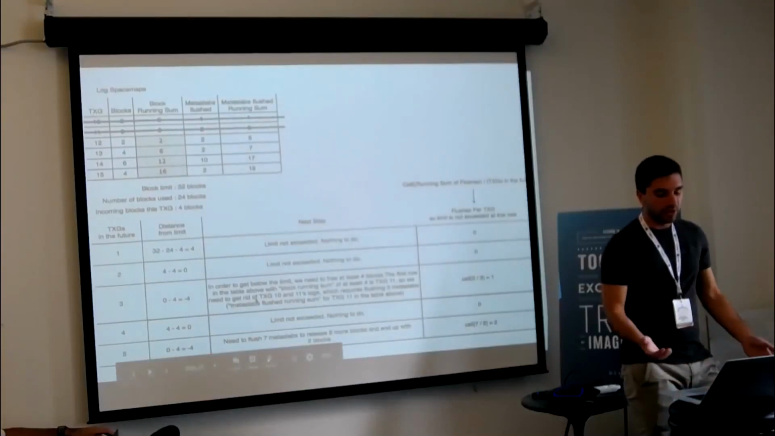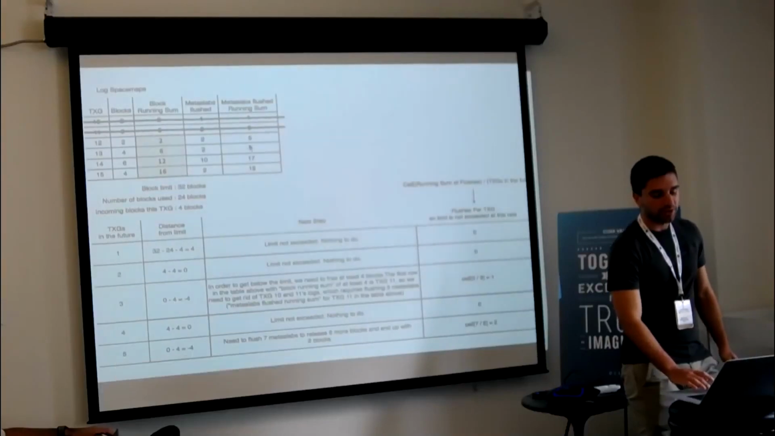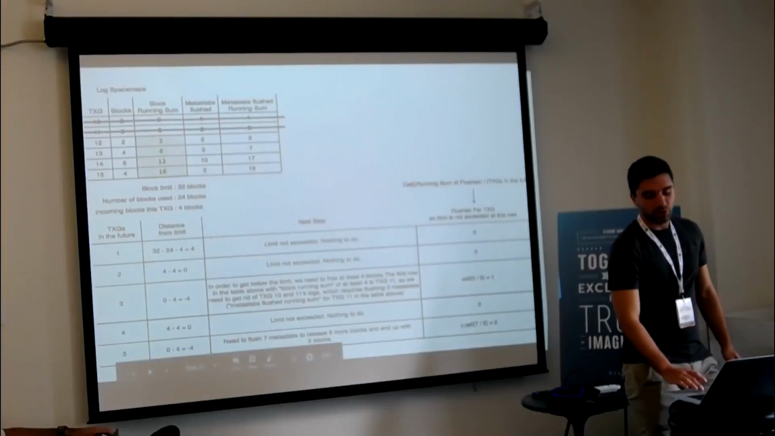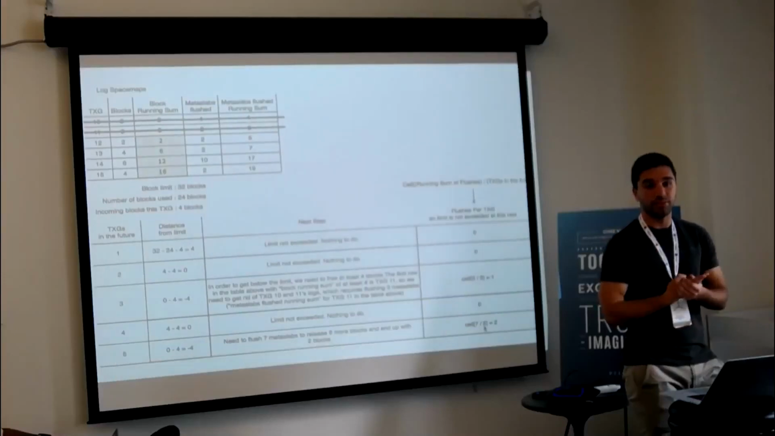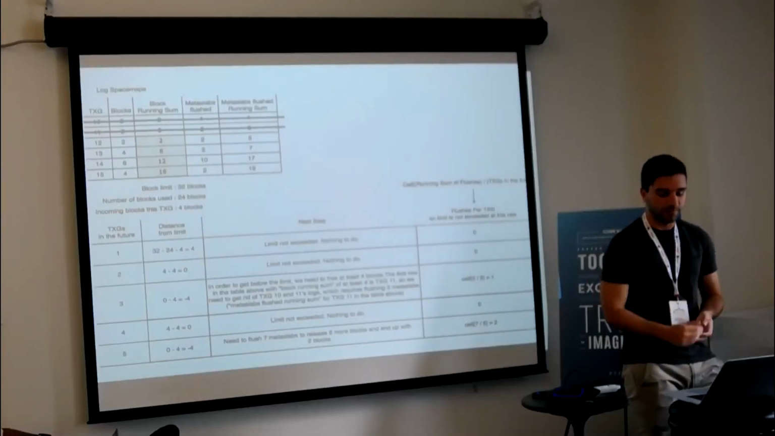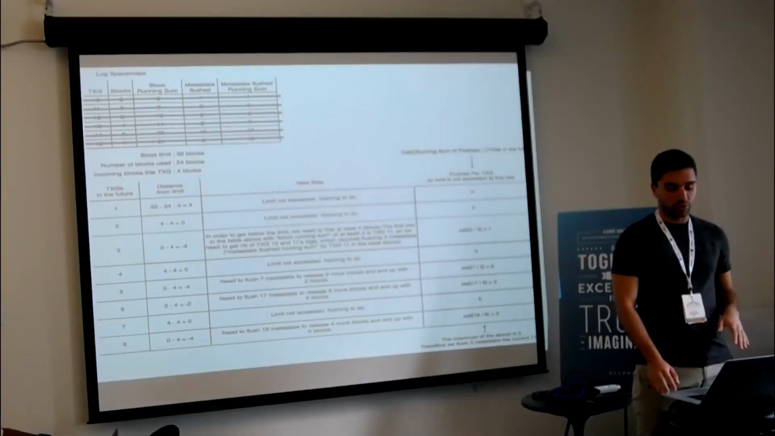Then we exceeded the limit again, and based on our updated table, we say, okay, now we need to flush 7 metaslabs to release 6 blocks because we exceeded the limit by 4. So 7 over 5 TXGs means we need to flush 2 metaslabs per TXG in order to stay below the limit. And we keep going until we go over our whole table.